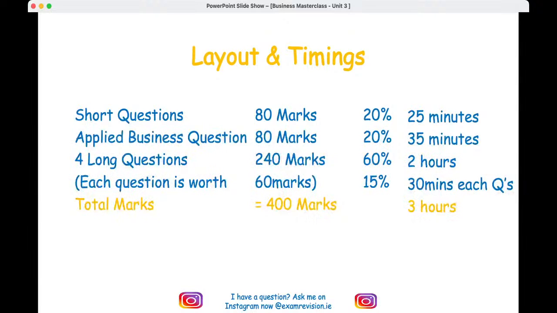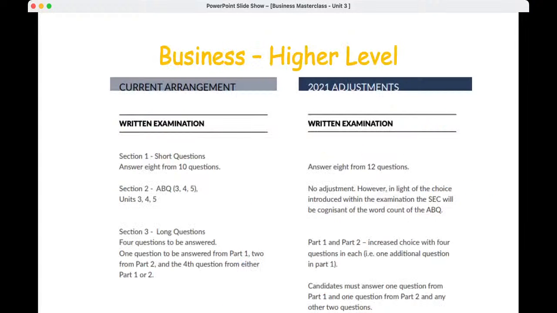Okay. So here are some of the modifications that have been released. These are because of the school closures that we would have had back in 2020 from March to May, and what they've decided to give to schools and to teachers, because of those school closures, the current arrangements and adjustments are here on the left and right hand side.